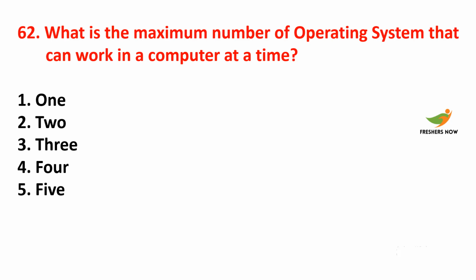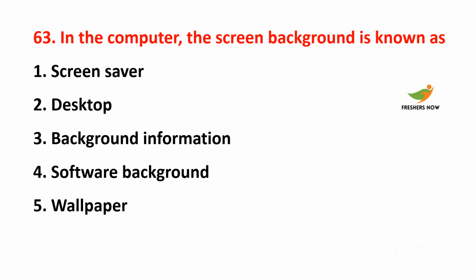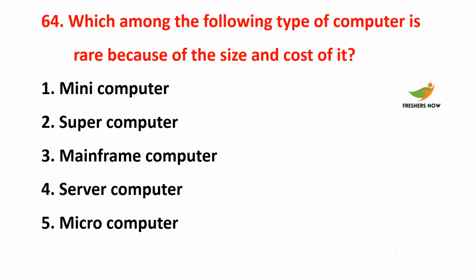62nd question. What is the maximum number of operating systems that can work in a computer at a time? And the answer is option 1, 1. 63rd question. In the computer, the screen background is known as, and the answer is option 2, desktop. 64th question. Which among the following types of computer is rare because of its size and cost? And the answer is option 2, supercomputer.